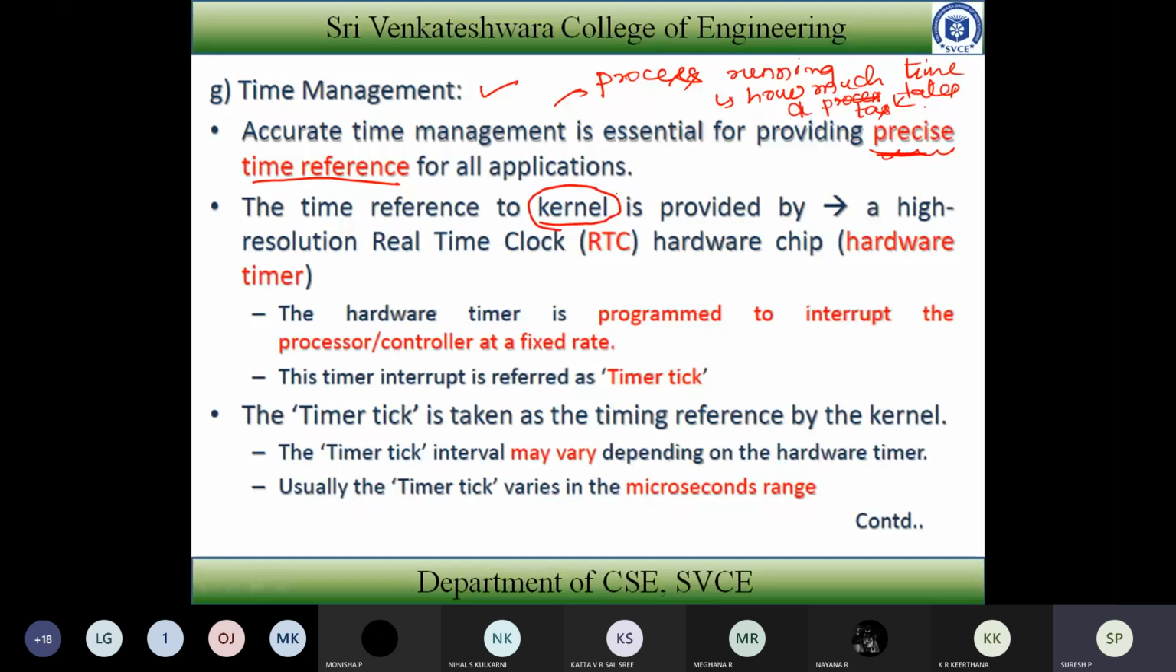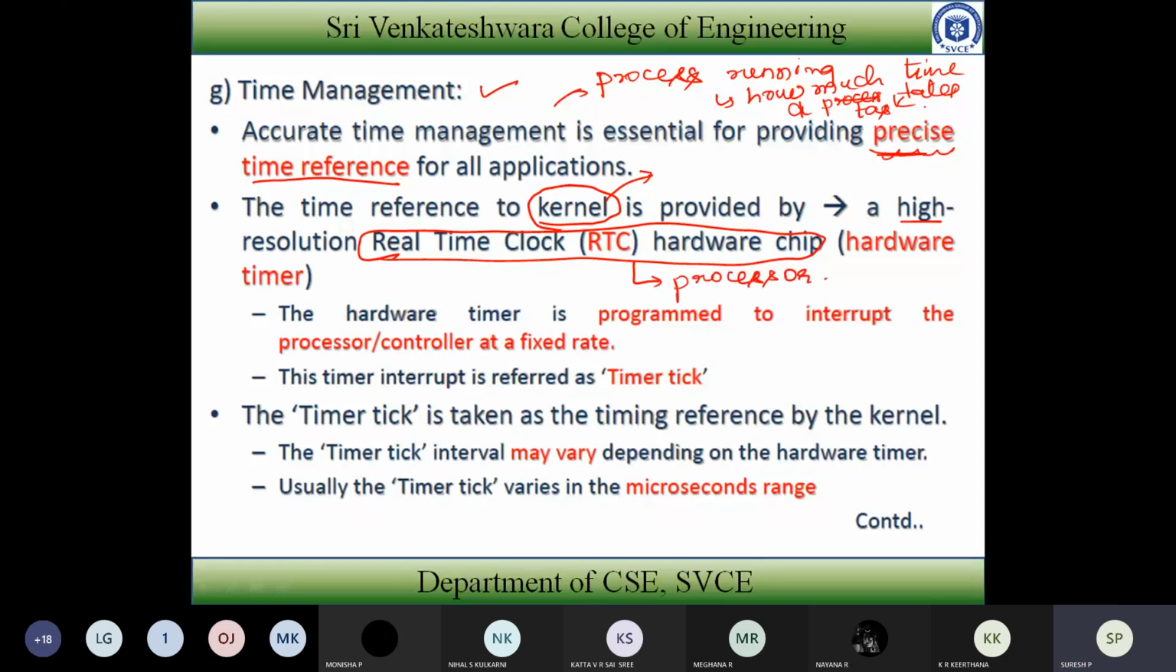So the time reference to the kernel is basically going to be provided by what? It is going to be provided by your real-time clock hardware chip, which will be inside your processor. So you are going to have the real-time clock hardware chip inside the processor, inside your board, and that is going to take care of your timing management.